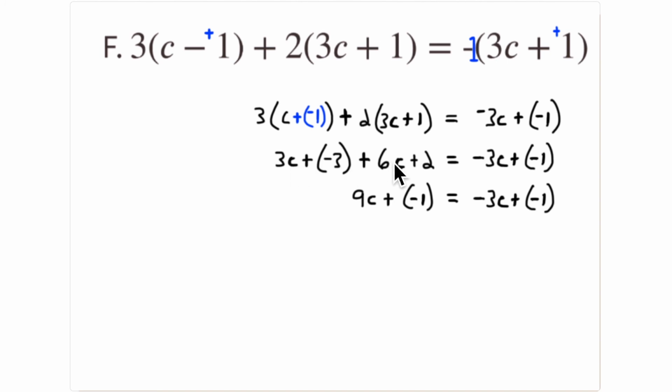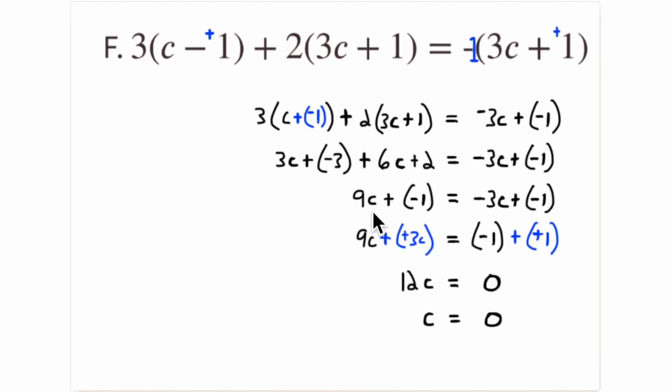So this 3c plus 6c is 9c. This negative 3 plus positive 2 is negative 1, equals a negative 3c plus a negative 1. Now, I could have added a positive 1 here and a positive 1 here, and this would become 9c equals a negative 3c. And then you have a factor times a number is equal to a factor times a different number. The only way that could be true is if c equals 0. So we'll see if that's true when we work through this.